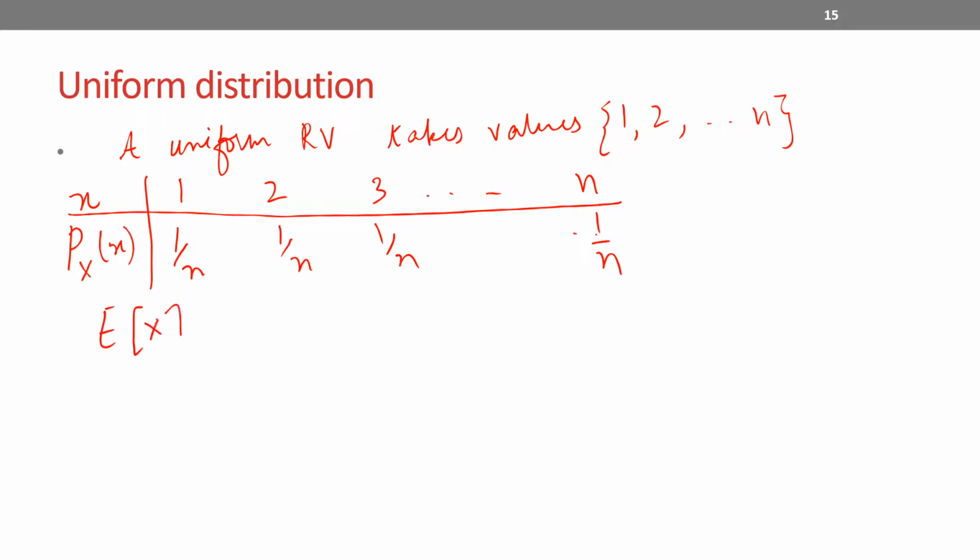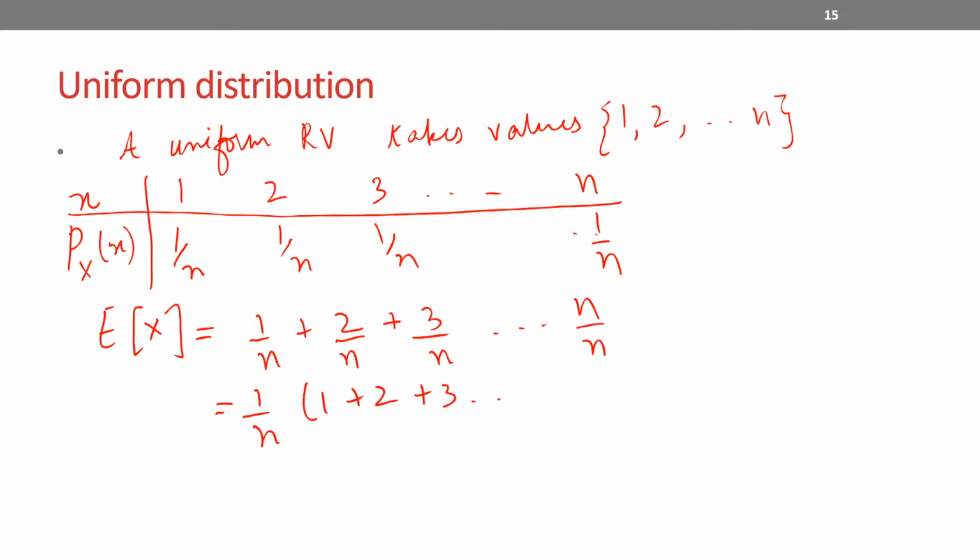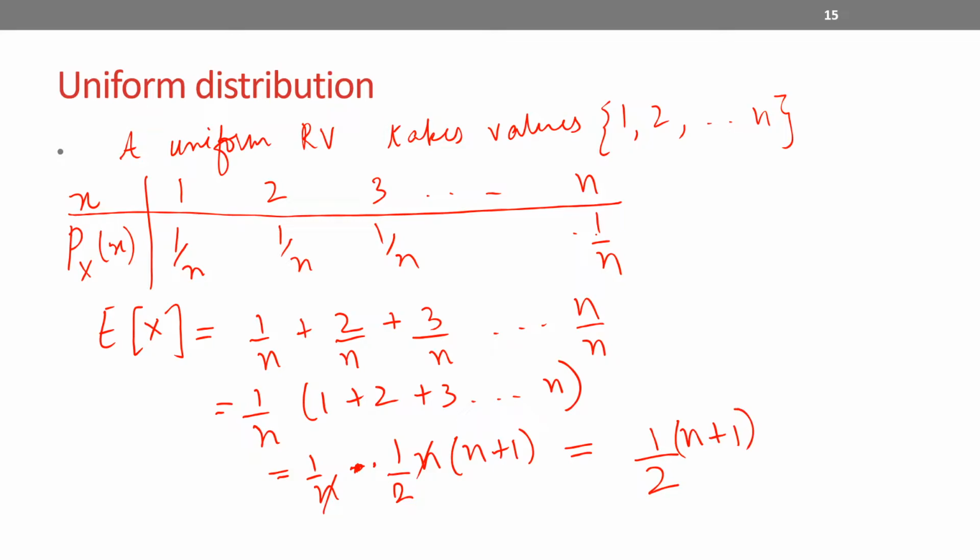Now the expected value for a uniform random variable is 1 over n plus 2 over n plus 3 over n and so on up to n over n, which can be simplified further as 1 over n times (1 plus 2 plus 3 and so on up to n). And the sum of this series is half of n times n plus 1, right? So the n and 1 over n get cancelled. This is essentially half of n plus 1. Or we can safely state that a uniform random variable on this range 1 to n has expected value equal to n plus 1 over 2.